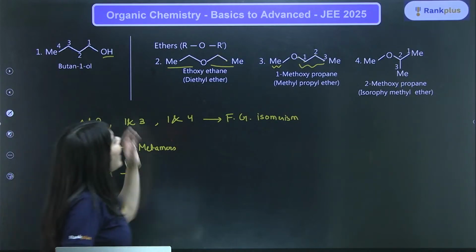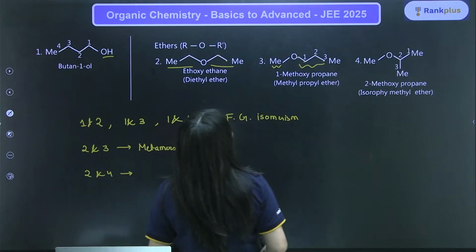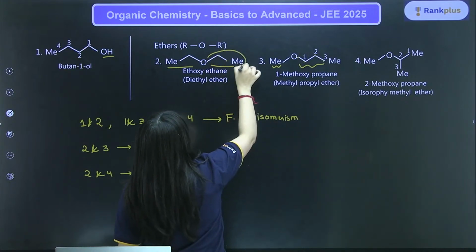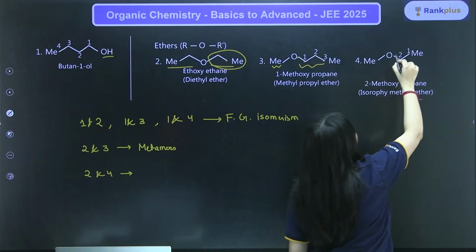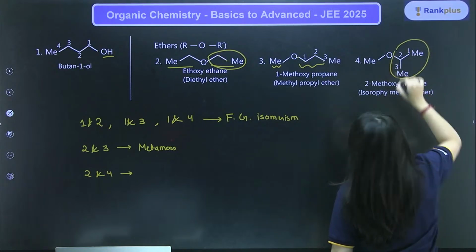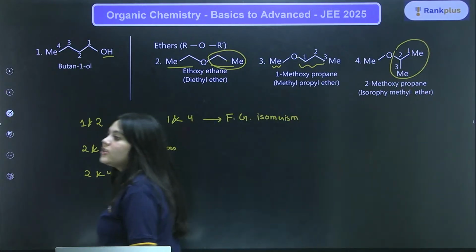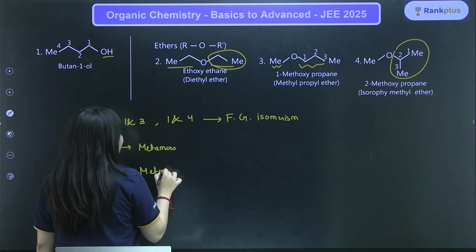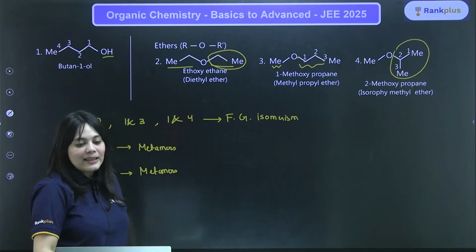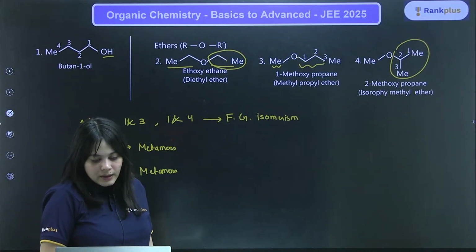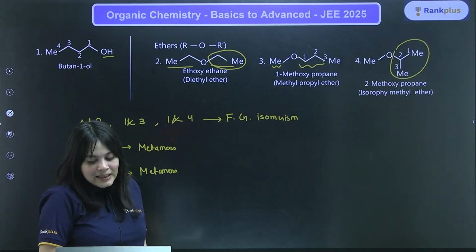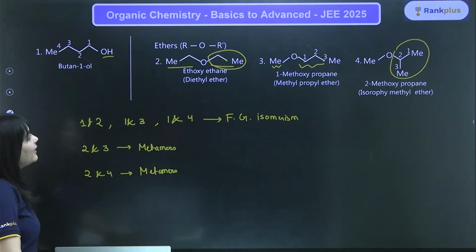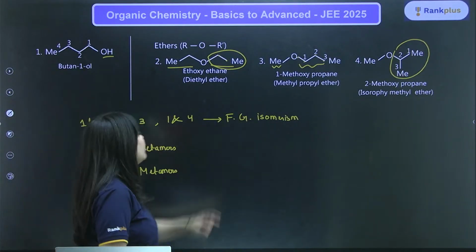Okay, 2 and 4. Between 2 and 4, what is happening? Can everyone see that the chain length is changing around the heteroatom? These are once again metamers only. The chain length is changing around the heteroatom, therefore these are metamers. And 3 and 4.